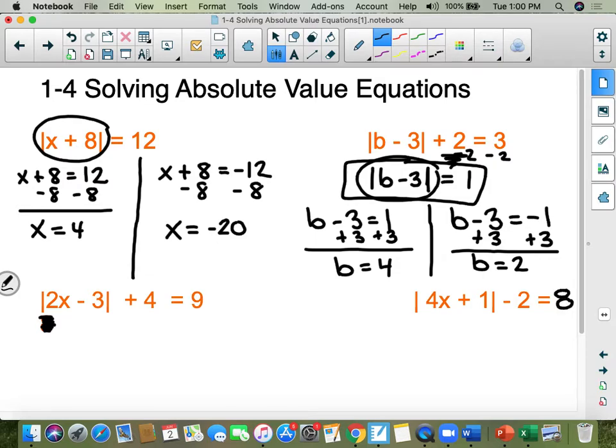Okay, if you look at this problem, there is something wrong with this problem. Anybody know what this is? You can say it to yourself if this is the video. Do you notice that there's a +4 on the same side as the absolute value? You must get rid of it first, so you have to subtract 4 first. So you get the absolute value of 2x minus 3 is equal to 5, because 9 take away 4 is 5.